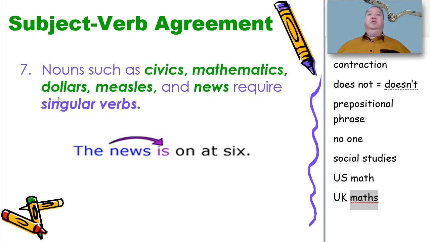Dollars, the currency, of course. Measles. What is measles? Measles is a disease. And news. These all get singular verbs. Even though all of them end in S, they sound plural. Civics, mathematics, dollars, measles, news. These are singular. The news is on at 6. Think of the news program, the news show, the news broadcast. Those are singular. The news show, the news program is on at 6.